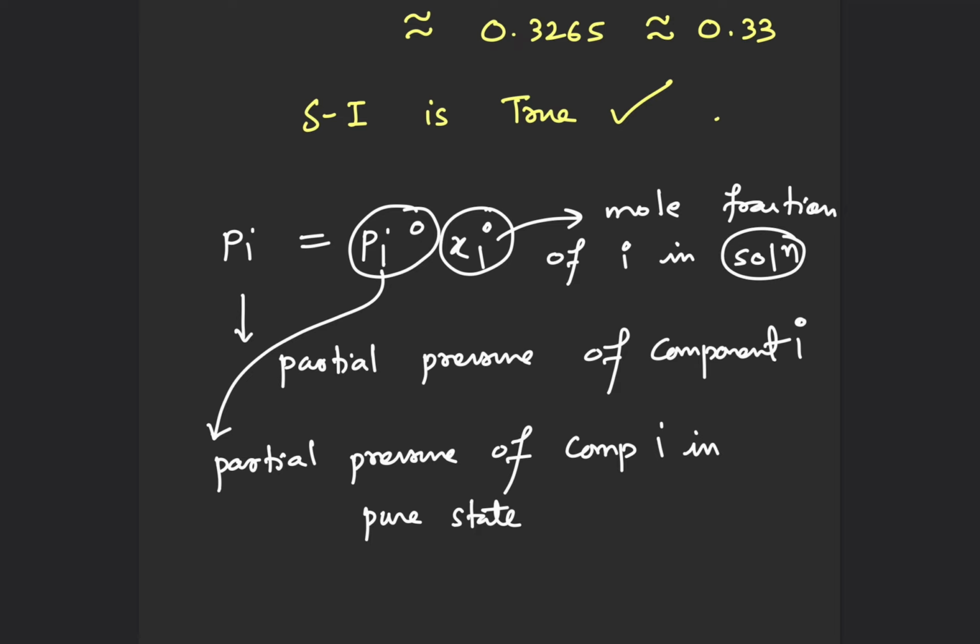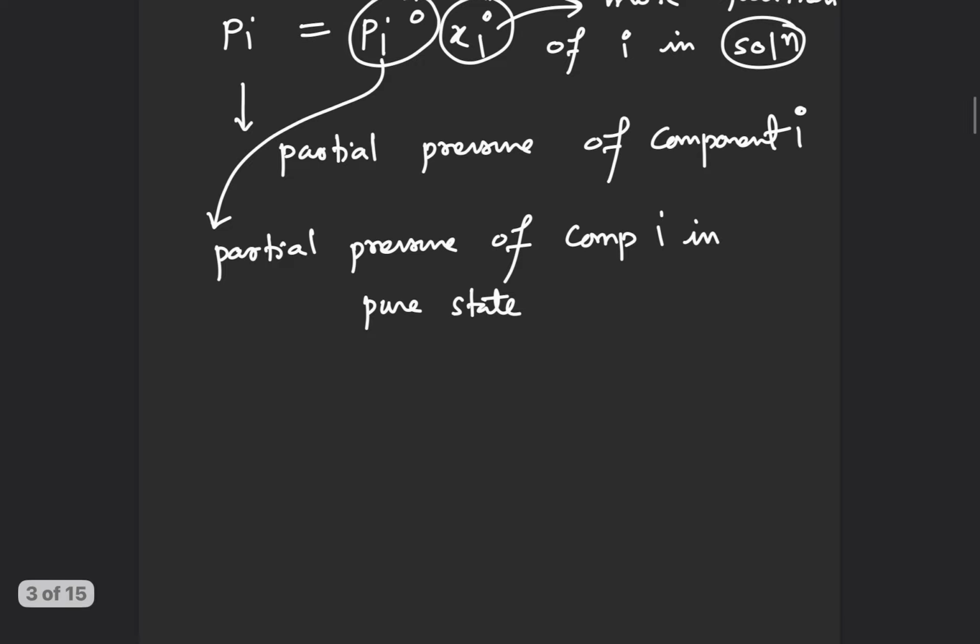Okay, these are some important points. Now we have something known as an ideal solution. So what is an ideal solution? Let's say we have two components A and B. A solution in which each component obeys Raoult's law under all conditions of temperature and concentration is known as an ideal solution.